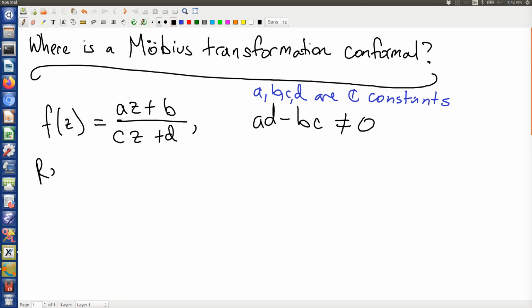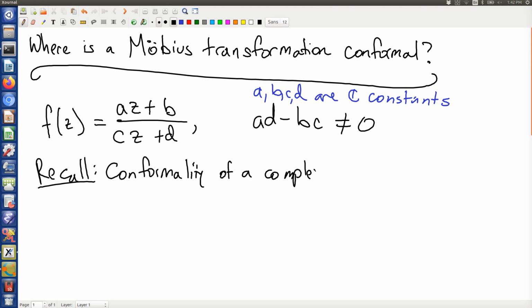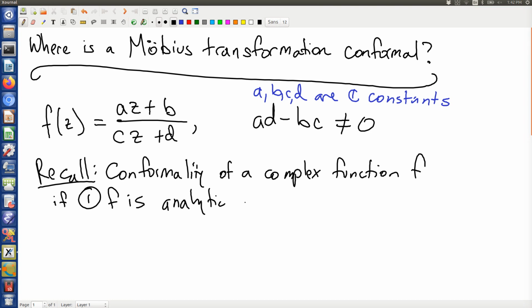And recall, conformality of a complex function f: if condition 1, f is analytic, and secondly the derivative is non-zero. Okay, so what we need to do is verify that this function f has a derivative at various places and that it's non-zero.